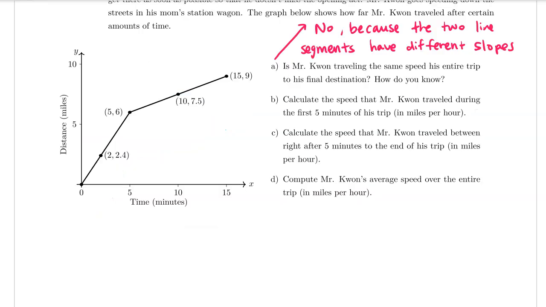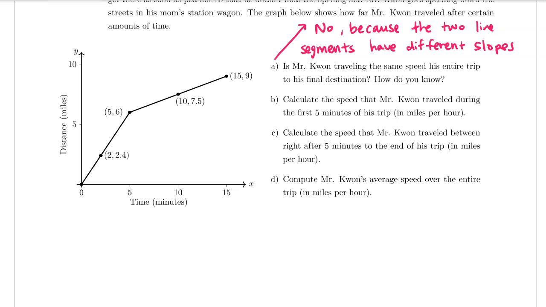Part B says calculate the speed that Mr. Kwan traveled during the first 5 minutes of his trip in miles per hour. So because we have something that looks like something per something, that tells us that we are calculating a rate of change, because that's how rates of change are measured in terms of their units. So if we're measuring a rate of change, then likely we are using the slope formula.